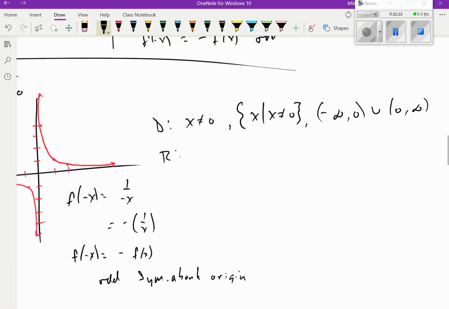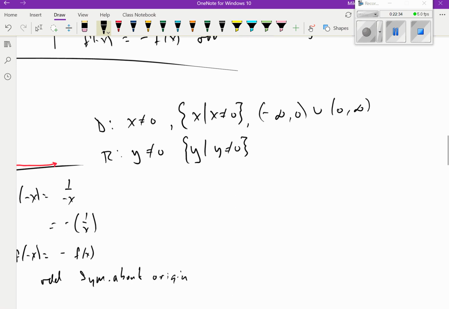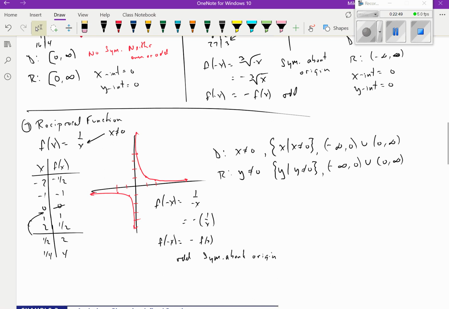And my range is going to be the same thing. I'm just not including 0, only it's the y's that are not 0. So I could say my range is all my y's such that y is not allowed to be 0. Or again, just like we had above, negative infinity to 0, combined with 0 out to positive infinity. So a variety of different ways we can state that. But that is our reciprocal function. As far as our x and y intercepts, we did not cross the x-axis anywhere. And the y-intercept, we didn't cross the y-axis anywhere. So it's not going to happen.